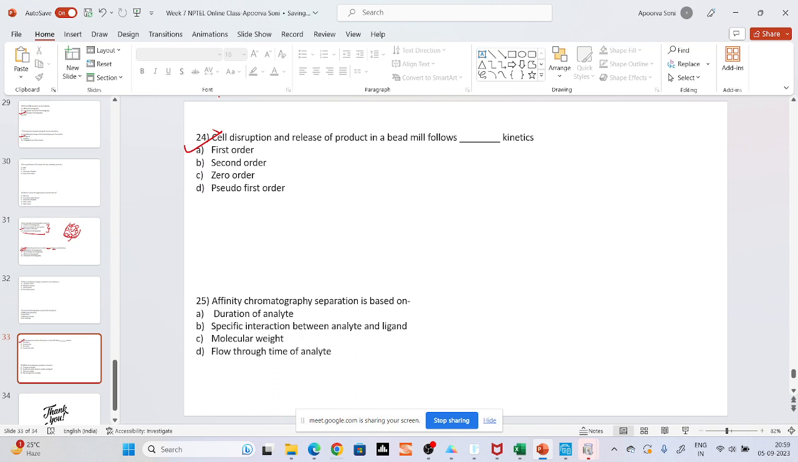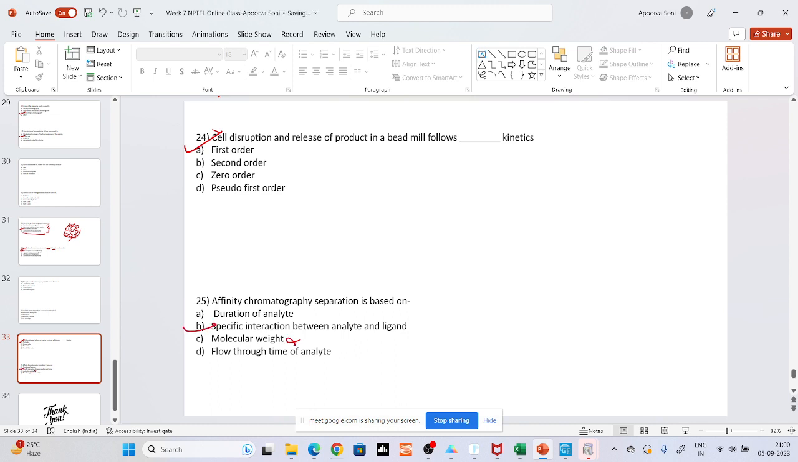Anyways, next question is affinity chromatography separation is based on duration of analyte, specific interaction between analyte and ligand, molecular weight, or flow through time of the analyte. What is the answer? Molecular weight. No, molecular weight is not the correct answer. Specific interaction between analyte and ligand. Yes.